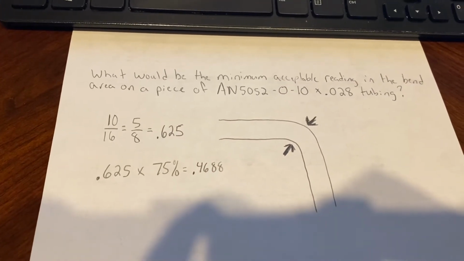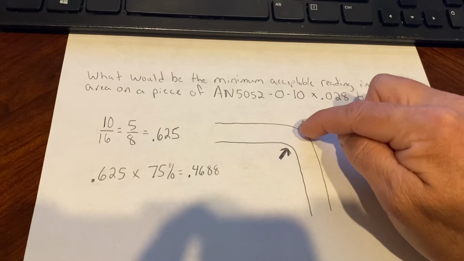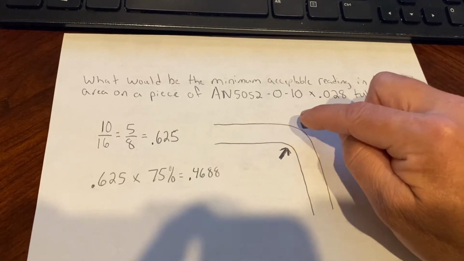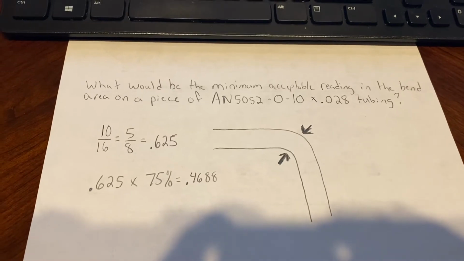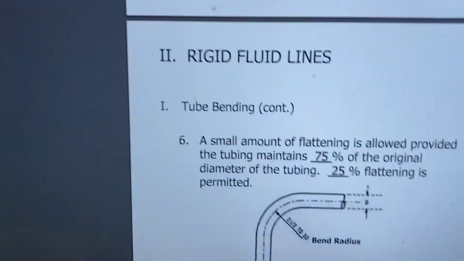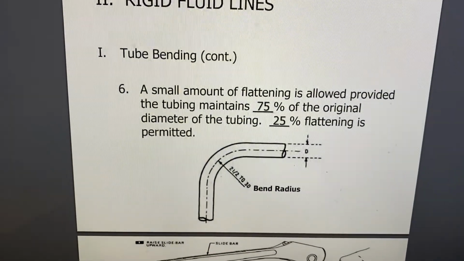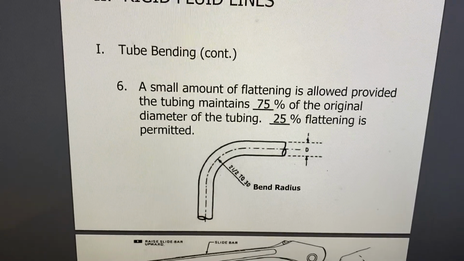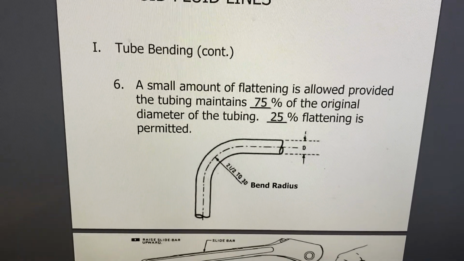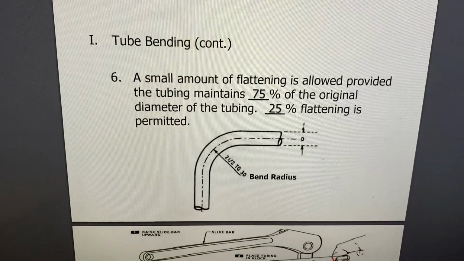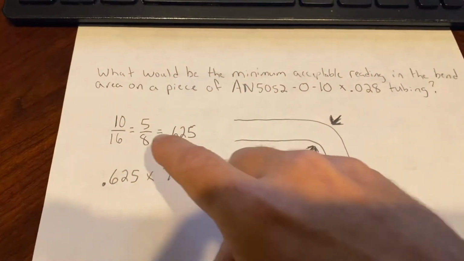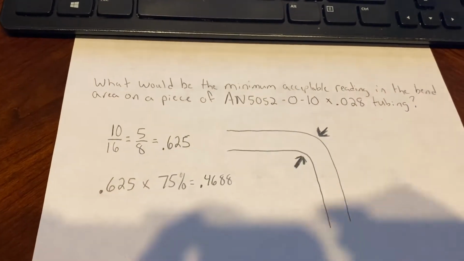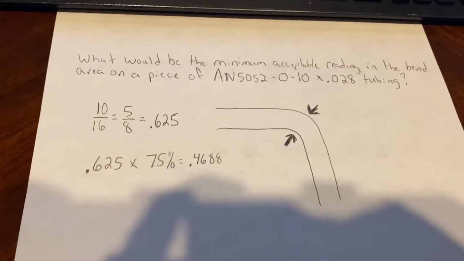But when we make a bend, we know we're going to get a little bit of flattening in the bend area. That's normal. And there's actually a requirement we have to meet. I'm going to go to the PowerPoint to show you what that requirement is. The requirement is this: a small amount of flattening is allowed, provided the tube maintains 75% of its original outside diameter. So basically, coming back down to our problem, we know the outside diameter is 0.625, so we have to maintain 75% of that.